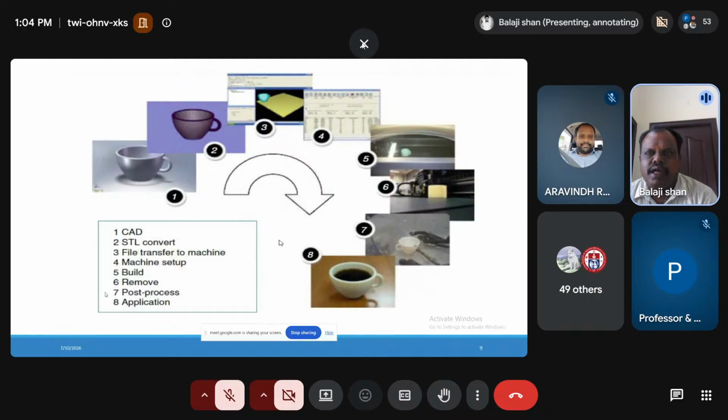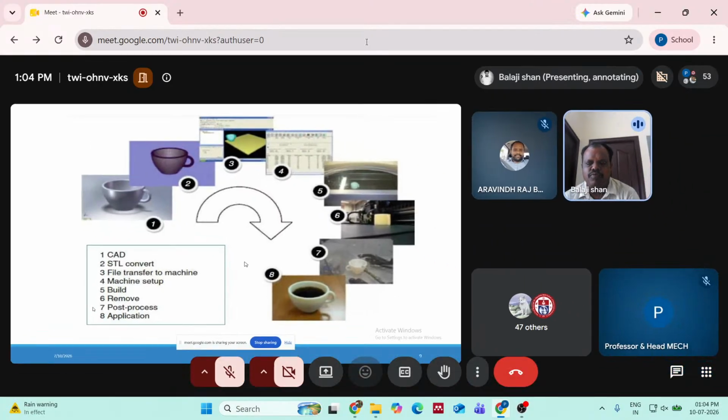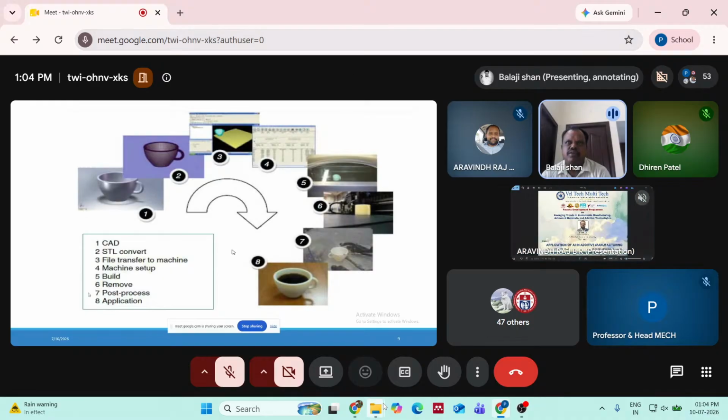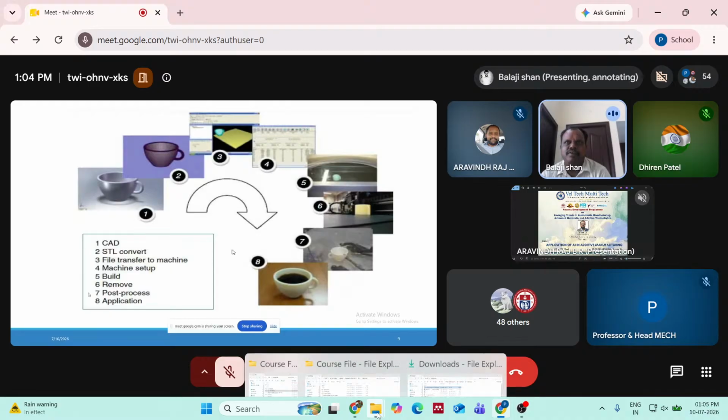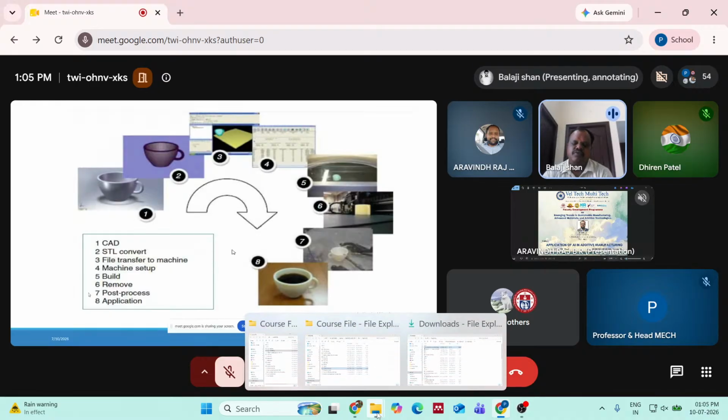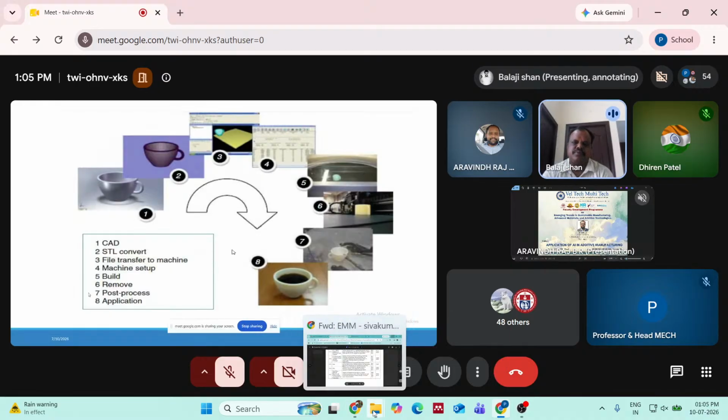Later, we remove the job from the additive manufacturing machine. We go for post-process techniques to get the final accuracy and precision dimensions of the object. Finally, it goes for the applications.